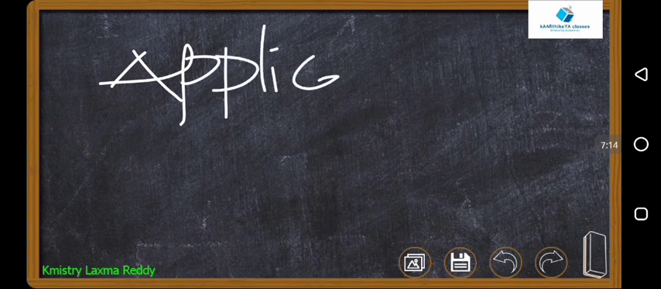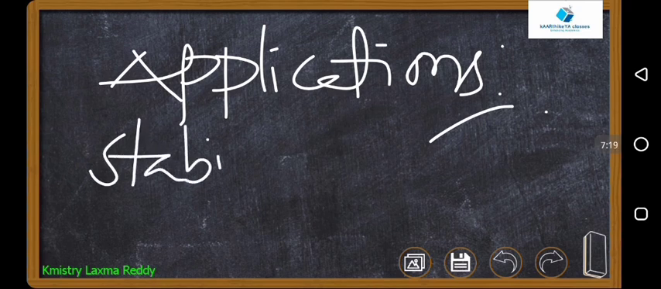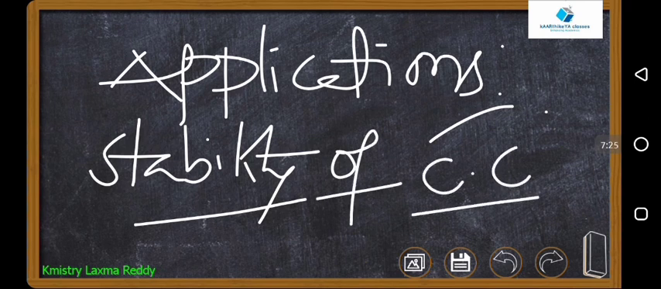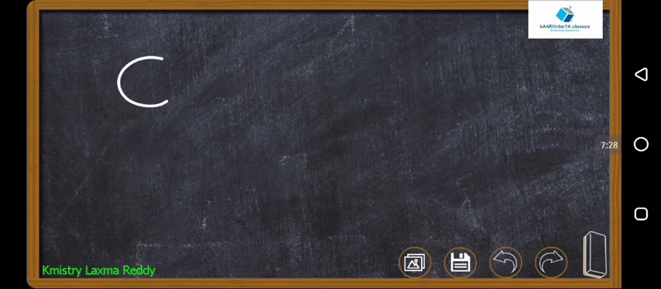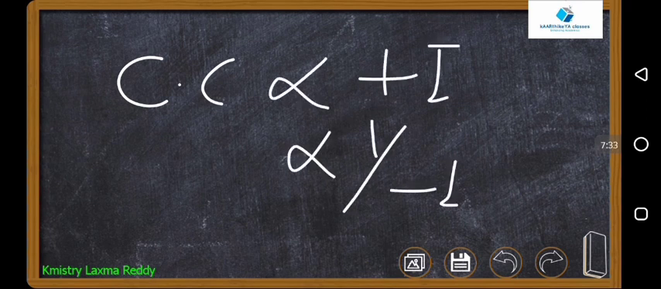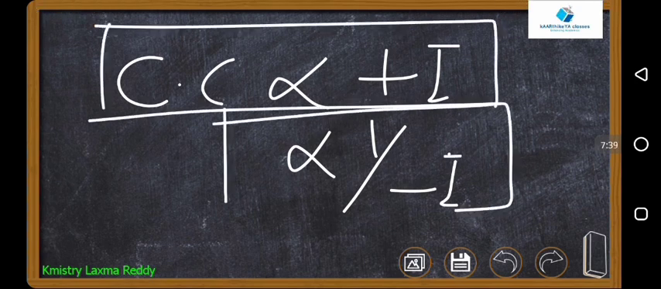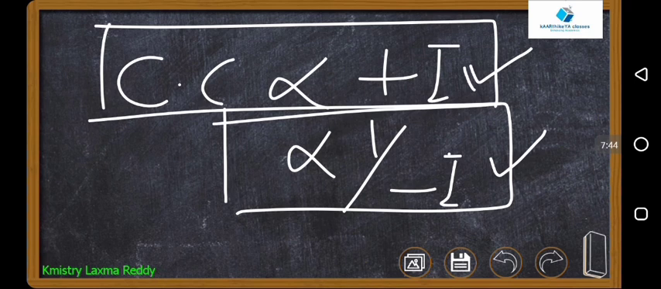Based on plus I and minus I, we can discuss some important applications. So the first application is stability of carbocation. Carbocation stability is directly proportional to plus I groups and inversely proportional to minus I groups. That's the meaning. Carbocations means they are in need of electrons, so you need some electron releasing groups. Plus I groups you can call electron releasing groups, minus I groups electron withdrawing groups.